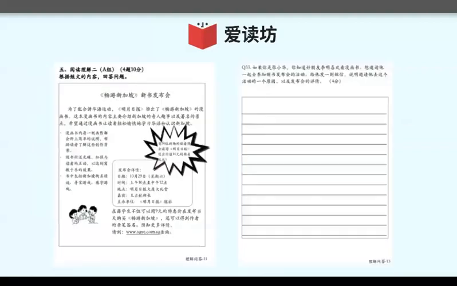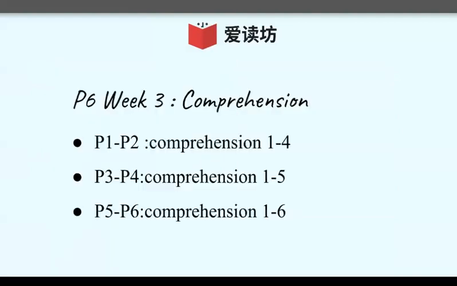So this is an example of comprehension short writing. The question, as you can see, requires Xiaohua to write the reason for inviting Li Ming and the details of the book launch. 就这是写小华邀请李明去这个活动的一个原因，还有就是发布会的详情。So we will provide 4 comprehensions for P1 to P2, 5 comprehensions for P3 to P4, and 6 comprehensions for P5 and P6 in a lesson.